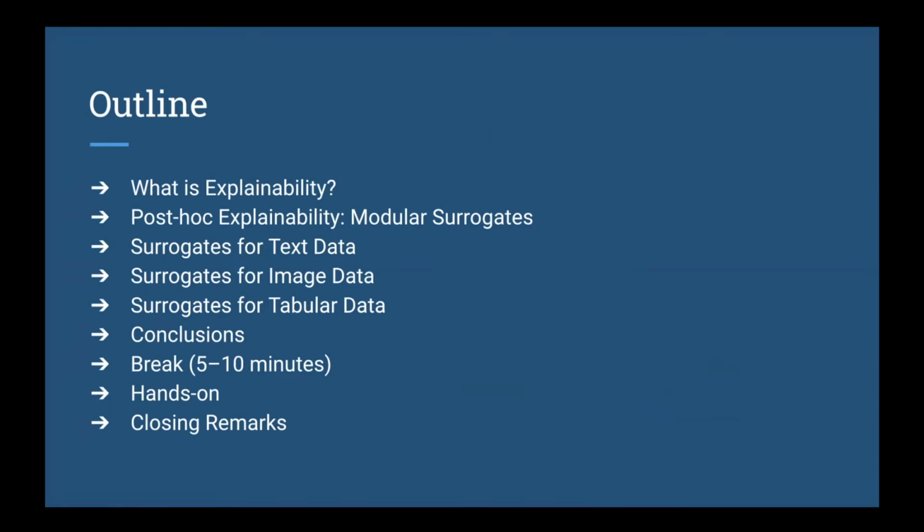So in this tutorial, we'll first look at the definition of explainability, since it is not very clear from the literature. Then I'll talk a bit about post-hoc explainability, in particular surrogates, and how we can make them modular, followed by surrogates for text, image, and tabular data, an in-depth dive into how to build them, how they work. Then I'll try to conclude all of these.